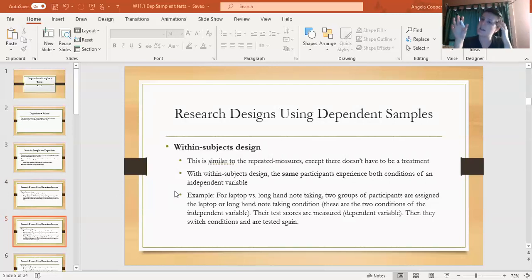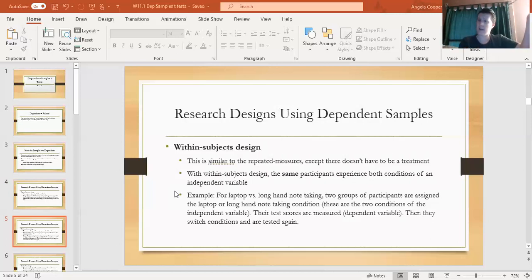Maybe we're going to see who retains more information. Maybe we give each of these groups, the longhand note takers and the laptop note takers, the same test based on the material that they're taking notes on, and we compare their exam scores. If we just left it at that, that would be an independent samples t-test. There's no overlap. There's no, well, I'm going to take notes with the laptop first, and then next week I'm going to take notes using pen and paper. If we don't switch the conditions, it stays an independent samples t-test.